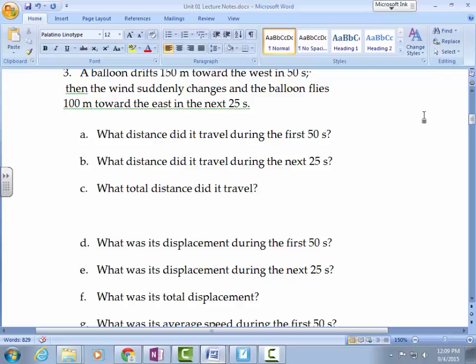So let's actually work this through. Let's just write these up. What distance did it travel in the first 50 seconds? So A, it travels, how much? 150 meters. B, 100 meters. And C, 250.